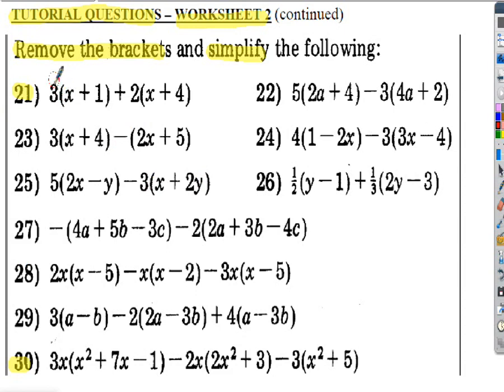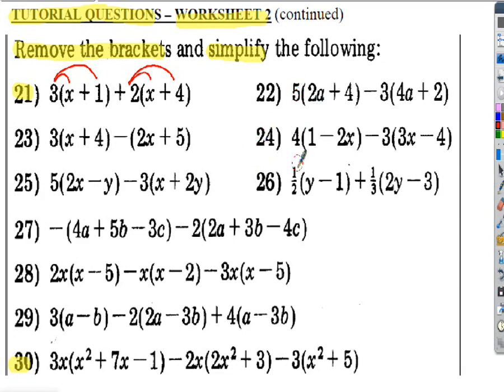So we'll expand the first one, 3 multiplied by x and 3 multiplied by 1. And expand the second one, the positive 2 multiplied by x, the positive 2 multiplied by 4. So expand the brackets and then collect the like terms together. So we collect the x's together and collect the constants together to simplify. That applies to all the sums here.